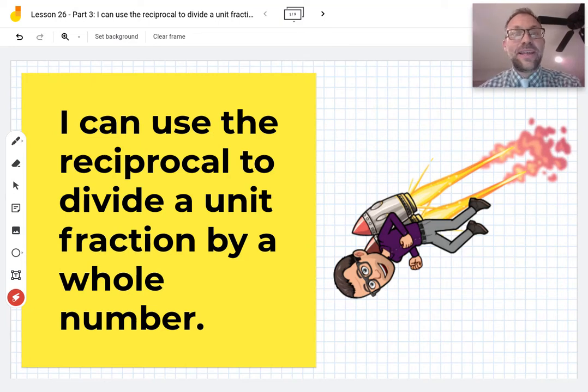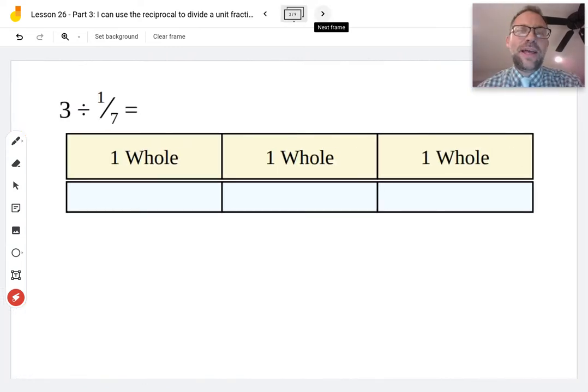Our learning target today is I can use the reciprocal to divide a unit fraction by a whole number. Now, I hope that sounds familiar because a few lessons ago we learned to use the reciprocal to divide a whole number by a unit fraction. Today's lesson is very similar. So let's review what we already know.